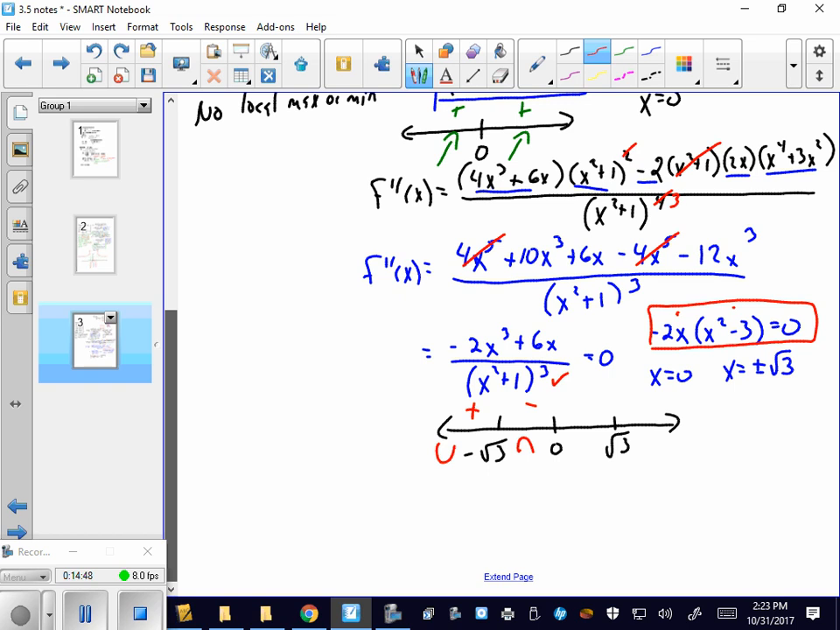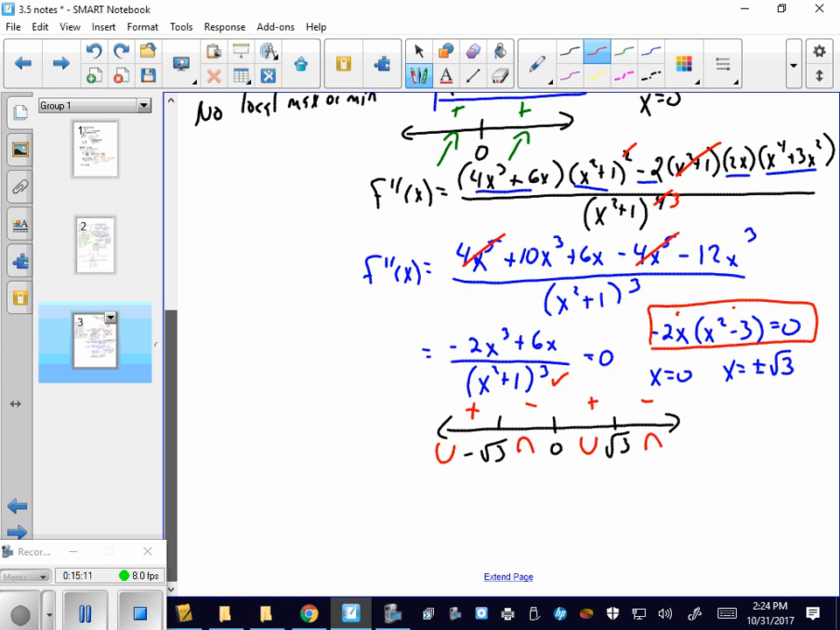Plugging in +1, which is in between 0 and √3, it's going to be negative on the outside, negative on the inside, so that's going to be positive, so concave up. And then plugging in something greater than the square root of 3, like 2, is going to be negative on the outside, positive on the inside, so that's negative, concave down.